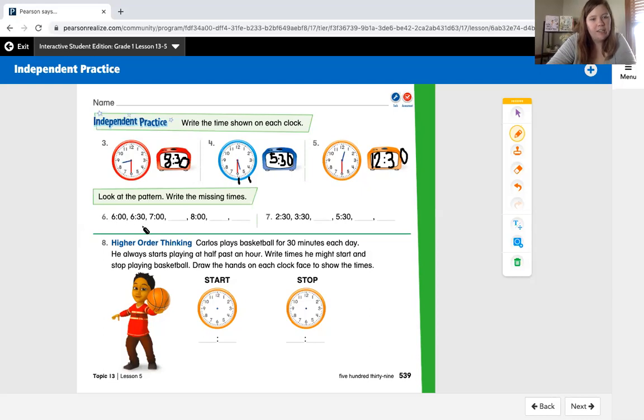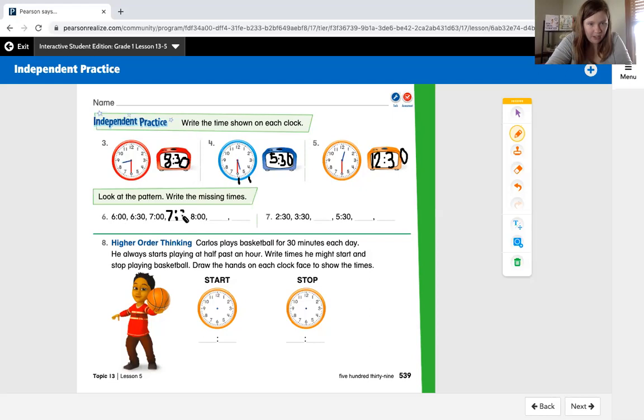Now, number 6 is a pattern problem like we looked at yesterday. So let's look at the pattern and write the missing times. 6 o'clock, 6:30, 7 o'clock, blank, 8 o'clock, blank, blank. I notice between these numbers that it's going up by half an hour. So 6 o'clock, 6:30, 7. So I know next would be 7:30.